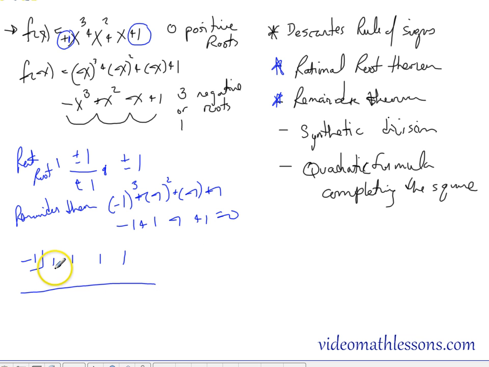If you recall, the first number comes all the way down straight. And then you just do what it says. You multiply. Negative 1 times 1 is negative 1. Clean it up. You get a 0. Multiply, you get a 0.